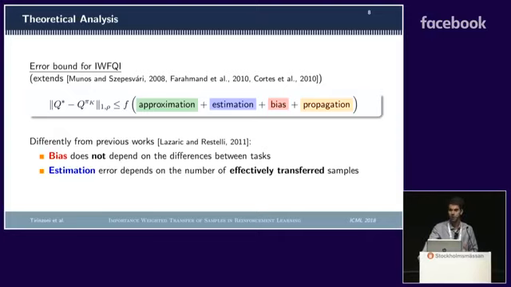So the key property here is that the bias in our bounds does not depend anymore on the difference between tasks, as in previous work. What we were able to do is to shift this dependence to the estimation error, which now does not depend anymore on the total number of samples, so we're not reducing the variance that much, but it depends on the effective number of samples we are transferring to the target task.